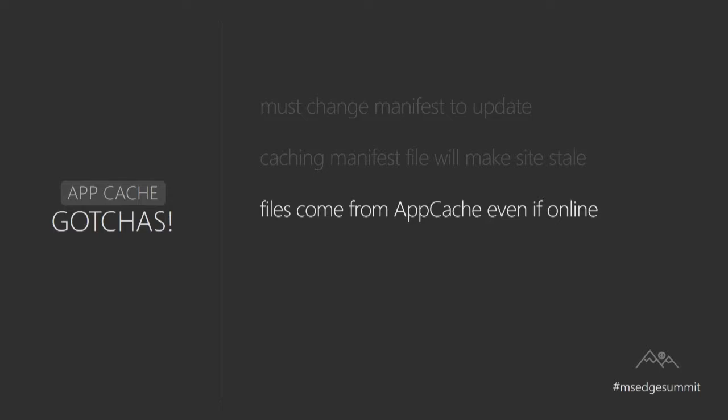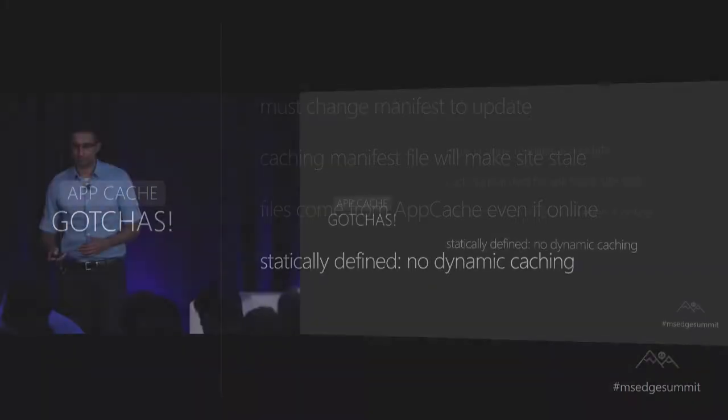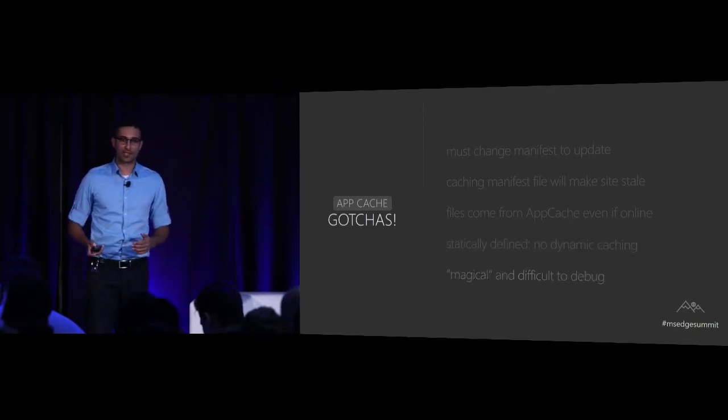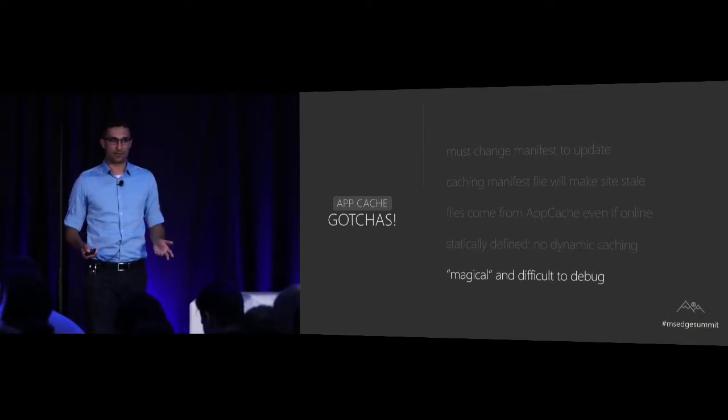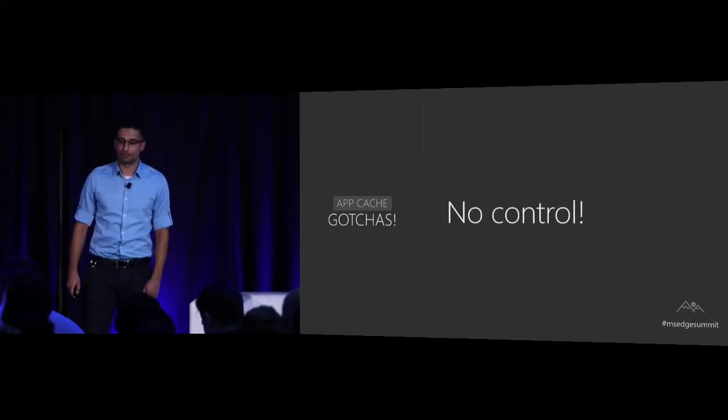And that's even if you're online. And this might not be something you expect when you use app cache. And that's partly because you don't really have much control there. And that brings me to another point here, which is a lot of it is statically defined. You don't get a lot of programmatic control. If anything goes wrong, anything goes awry, you don't really have a point of recourse. So in essence, it's magical and it's difficult to debug, and it basically gives you no control.